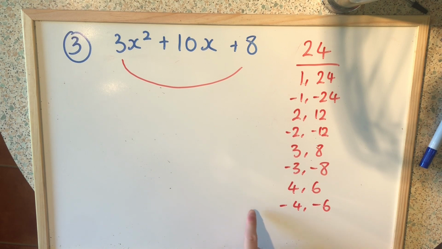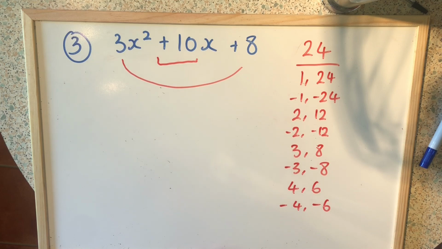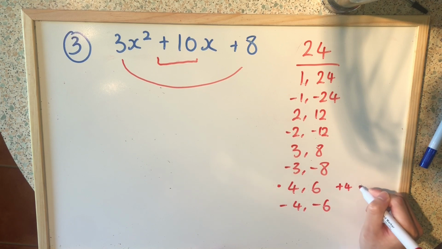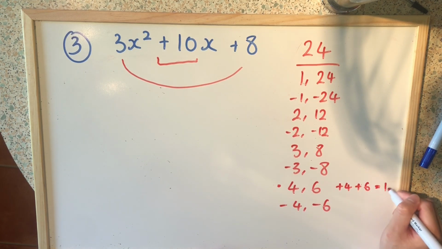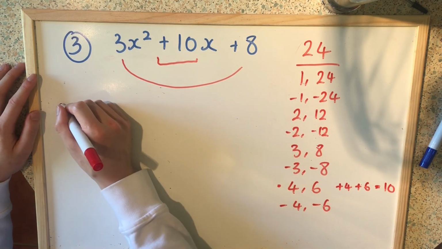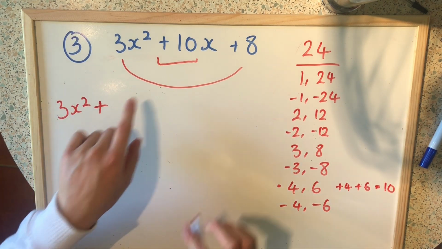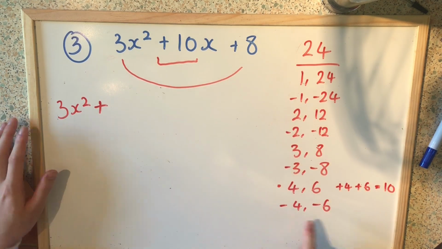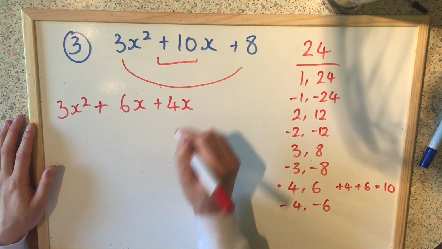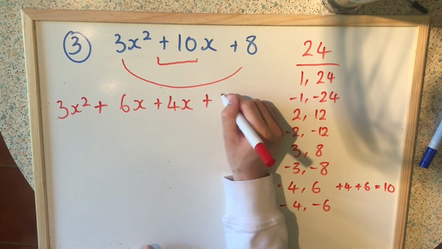But now you want the pair of numbers that add together to make positive 10. And you can see straight away that this one here, positive 4 plus positive 6, gives you 10. So again, I'm going to rewrite this expression. We've got 3x squared plus, but now I'm going to take this 10x and separate it into 6x and 4x. So 6x plus 4x still gives me a 10, and I've got plus 8 at the end.